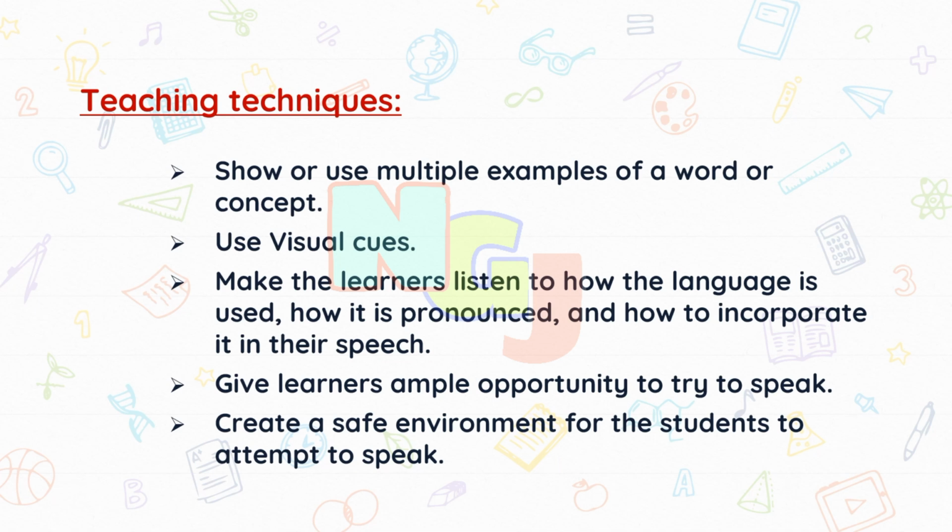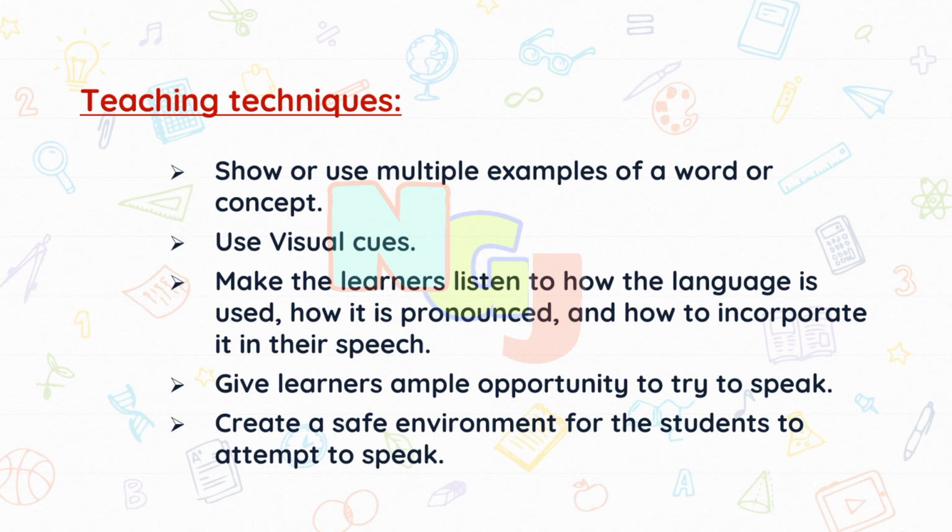using the direct method. The first thing is, as I said earlier, in order to arrive at abstract meanings and in order to teach the concrete vocabulary, the teacher has to show or use multiple examples of a word or a concept. Hence, they have to use visual clues. And also, it is necessary to make the learners listen to how the language is used, how it is pronounced, and how to incorporate it in their speech. So, the teacher has to be more efficient or more able in using the language, in pronouncing the language correctly, and also teach the students to incorporate what is being taught in their speech.